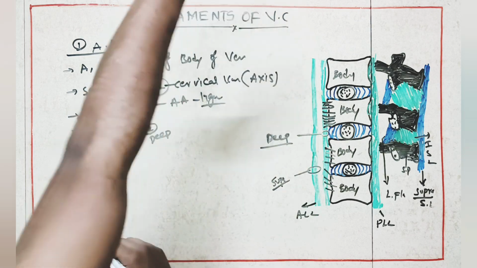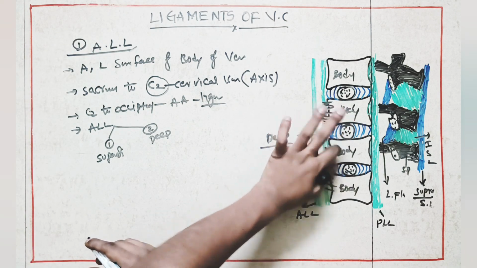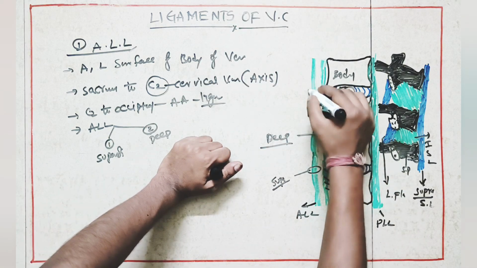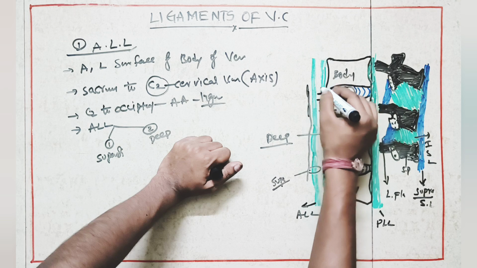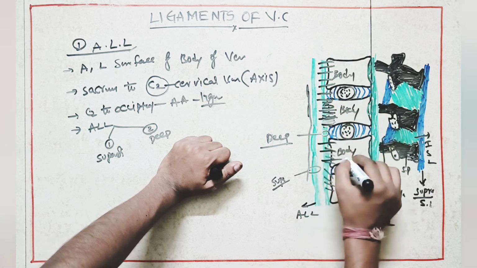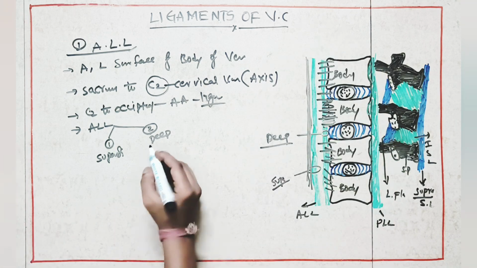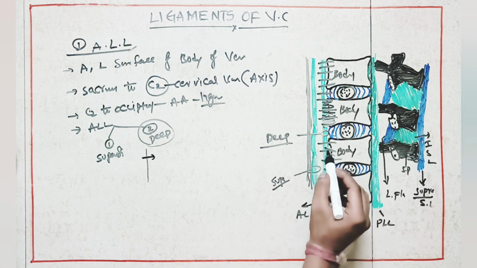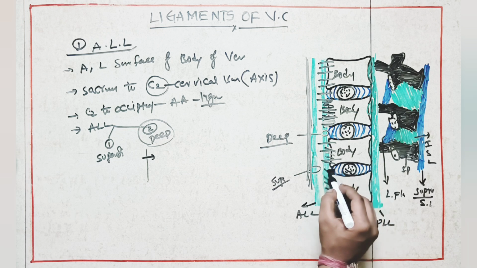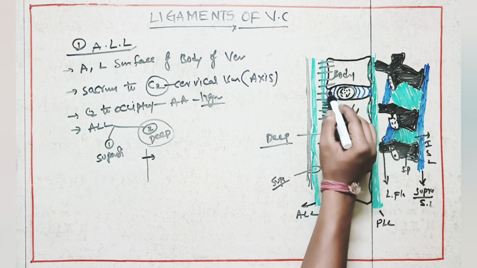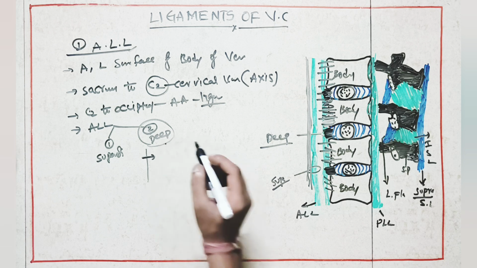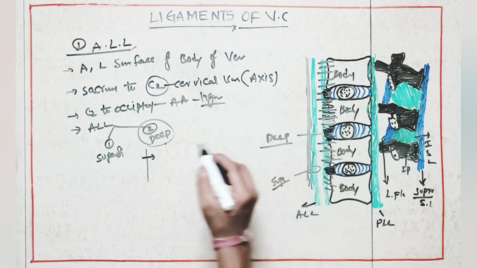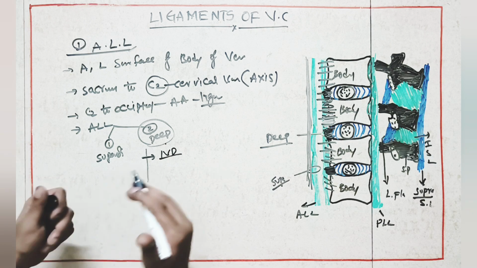Superficial fibers run the entire length of the vertebral column. Deep fibers run between two vertebrae, so they are short. The superficial fibers will be long, but the deep fibers will be short. And one more point: these deep fibers attach to the annulus fibrosus of the intervertebral disc, and at the same time, deep fibers provide stability to the intervertebral disc. Okay.